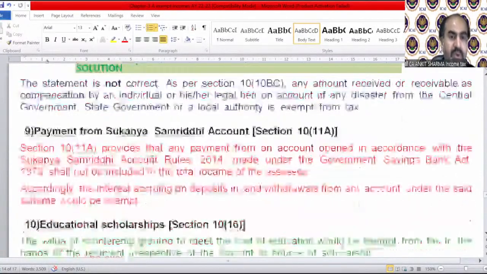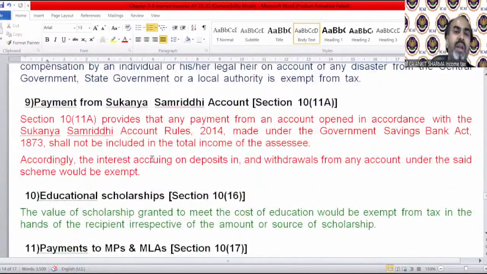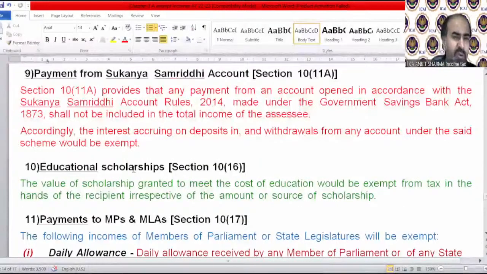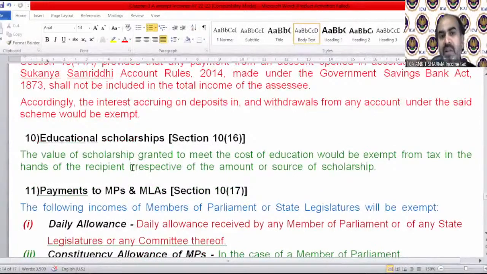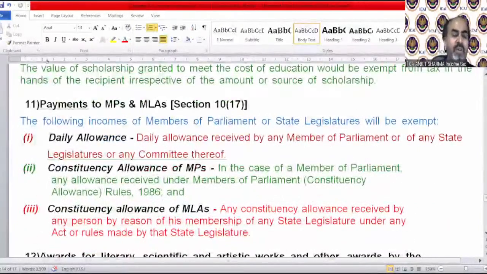Solution, of course, below. Payment from Sukanya Samriddhi account. There's an account called Sukanya Samriddhi account. You can invest in that account, and the amount you receive on withdrawal is going to be exempted. If you receive any kind of scholarship to meet the cost of education, that is exempted from tax. So any scholarship received from an approved organization for study, etc., is going to be exempted. The 11th point is also important.